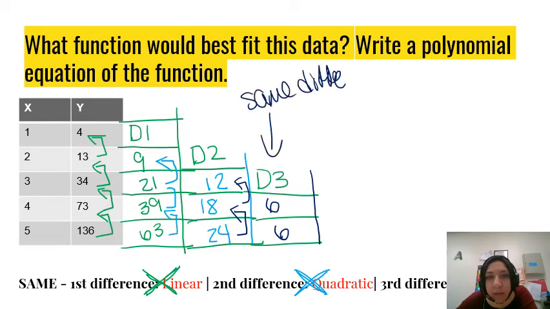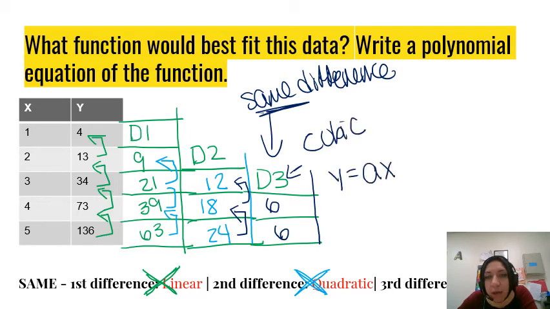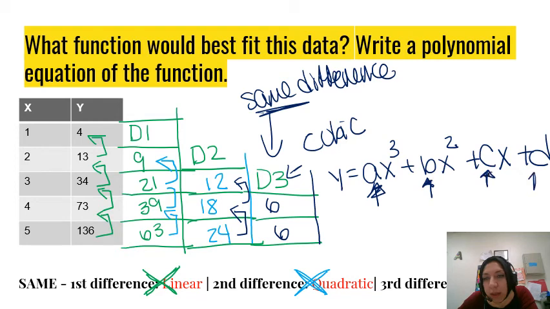And if we have the same difference, then we know that because it's the third difference, this is going to be a cubic function. So it's going to be in the form of ax to the third plus bx squared plus cx plus d. And we need to find the variables a, b, c, and d of this function. I'll start with setting up the table and what it should look like, and then I want you to do the rest on your own.